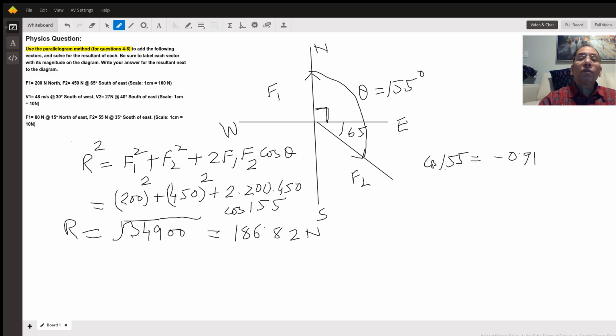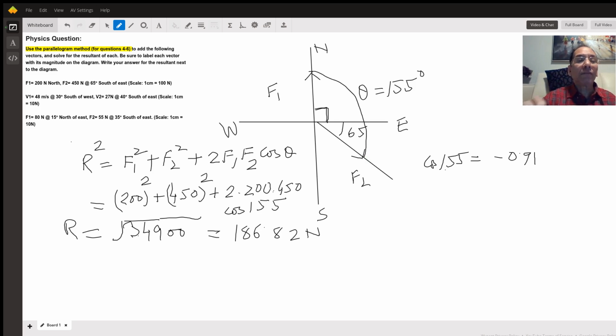There is a force F1 which is 200 newtons to the north, and there's a force F2 equal to 450 newtons to the south of east at an angle of 65 degrees. Once we draw this vector diagram, we look at the total angle between the forces F1 and F2, which is equal to 90 plus 65. That makes it 155 degrees.